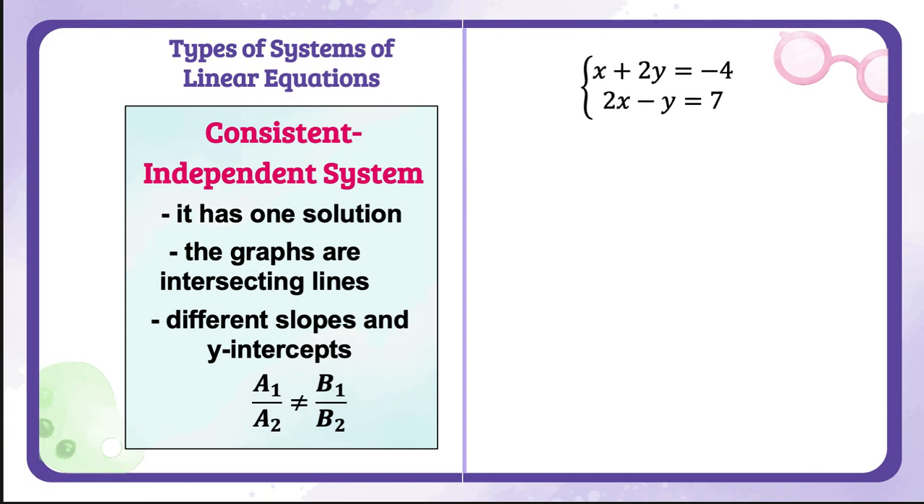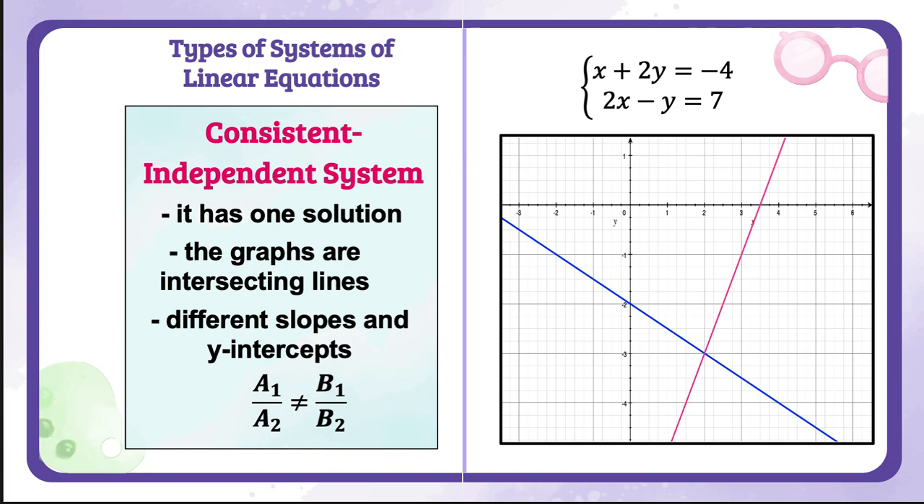So let's take a look at this example here. We have the equations x plus 2y equals negative 4 and 2x minus y is equal to 7. If I am going to graph these equations, I was able to use Desmos, the online graphing calculator. If we graph this system, the graphs look like this. As you can see, the graphs are intersecting. Actually, this point of intersection is the solution to the system. Later I will be using this form to check whether this is a consistent independent system.